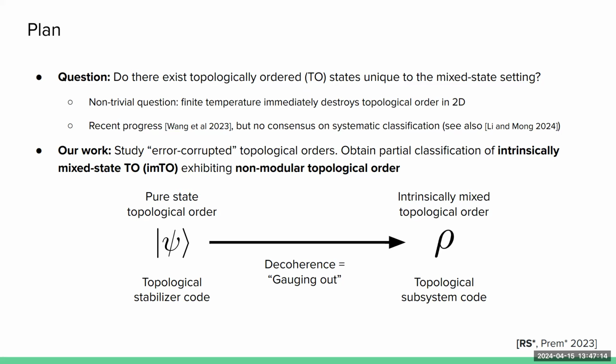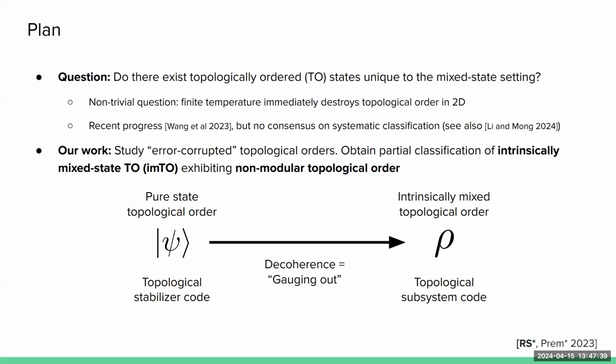The framework that I'll outline for how we do this is we're going to start with some regular pure state topological order. For abelian states, these will correspond to some lattice models called stabilizer codes. And we're going to, as I said, apply some decoherence process, which has the interpretation of gauging out certain anyons in the theory. What we're obtaining in the end is some mixed state, which for abelian theories corresponds to something called a subsystem code.